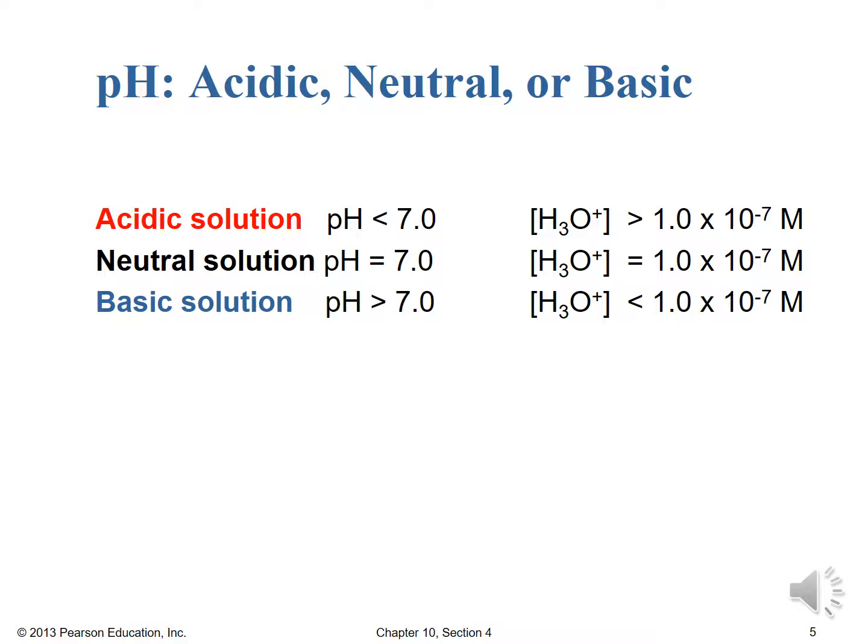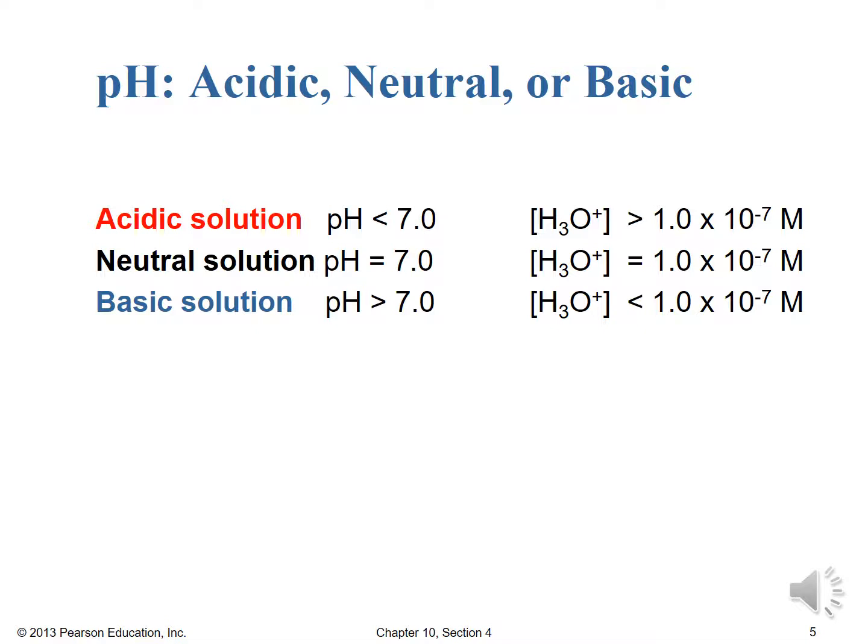For a neutral solution, that means the H3O+ at 25 degrees Celsius has a concentration of 1.0 times 10 to the minus 7 molar, which should look familiar. That's from that Kw of water that we talked about last chapter section. And then finally, anything above that at 25 degrees Celsius would have an H3O+ concentration less than that 1.0 times 10 to the minus 7 molar.